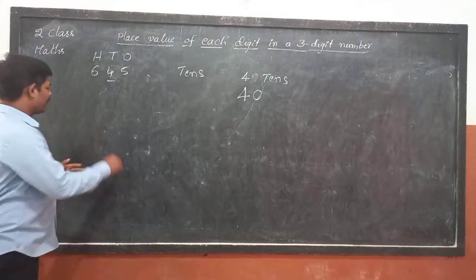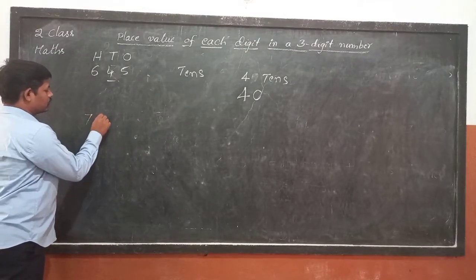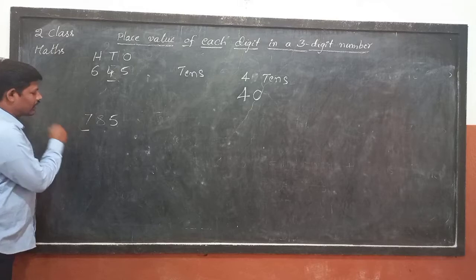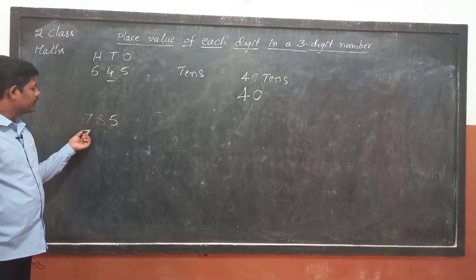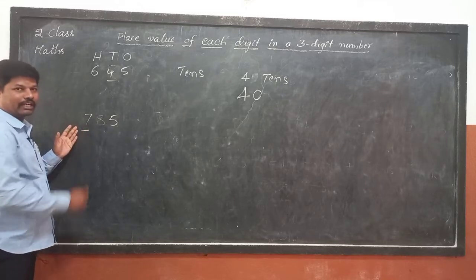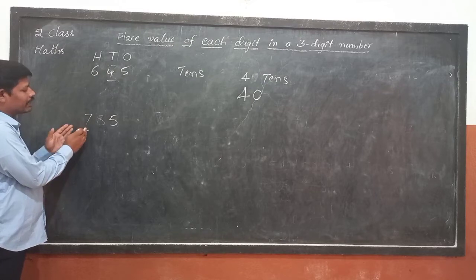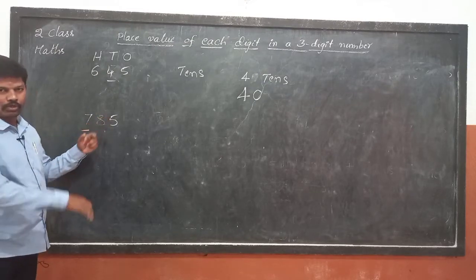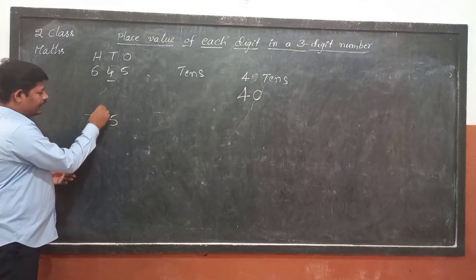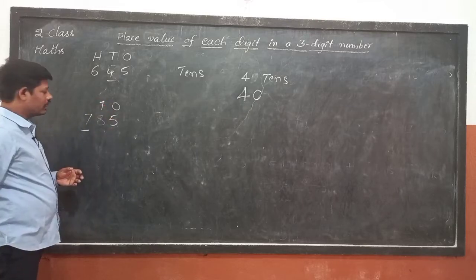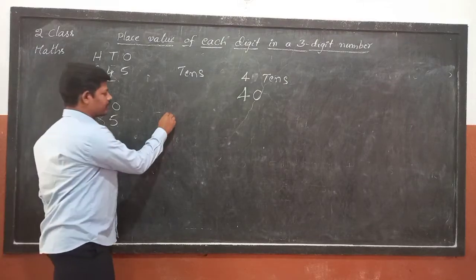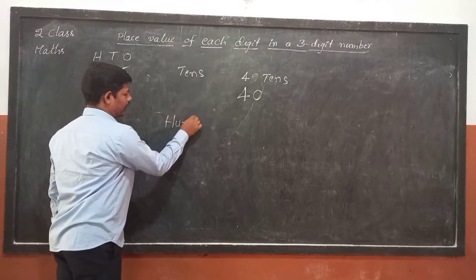One more number, I will give you one more number, 785. Now I will underline this digit. What is the place of the underlined digit? That means this digit is present in which place? Let us count the places from the right side onwards. This is ones, tens, hundreds. That means 7 is present in the hundreds place. You have to write here hundreds.